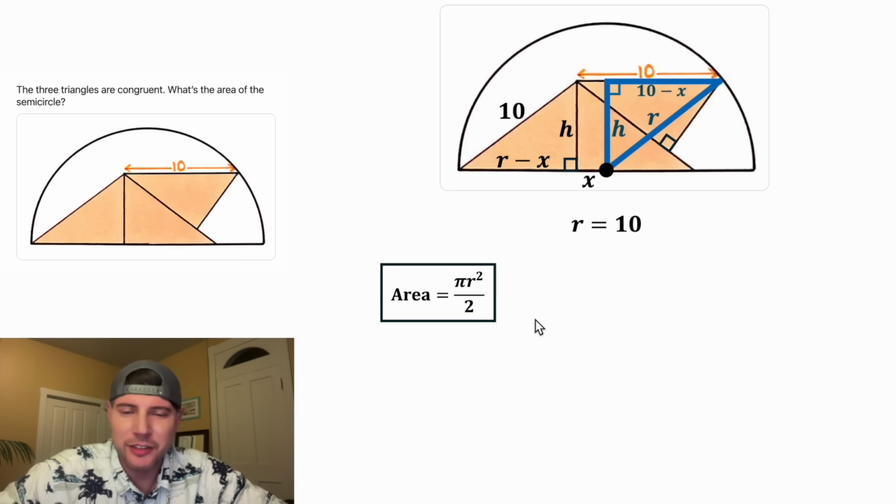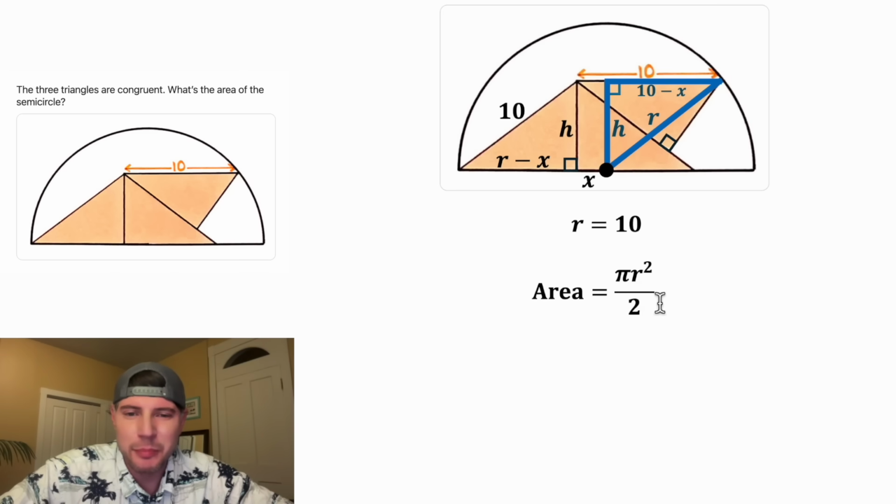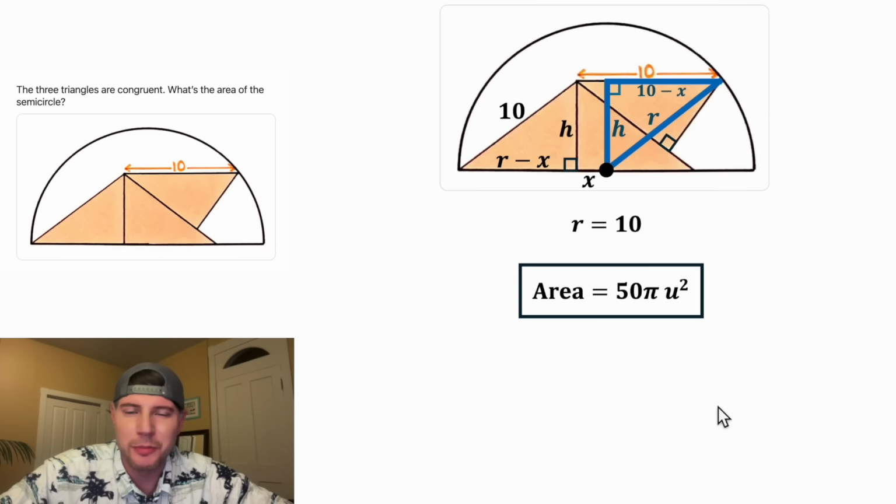Let's plug it into the formula and find out the area. In the place of the r, let's plug in 10. 10 squared is equal to 100, and 100 divided by 2 is 50. And now we have an area of 50 pi square units. Let's put a box around it.